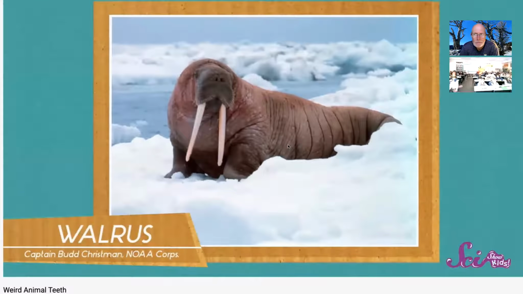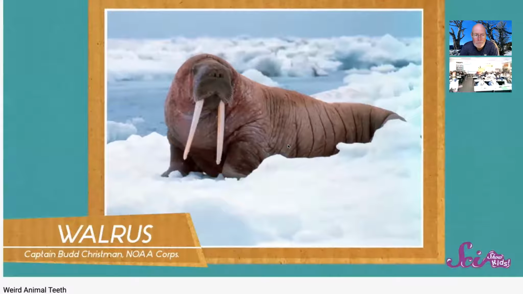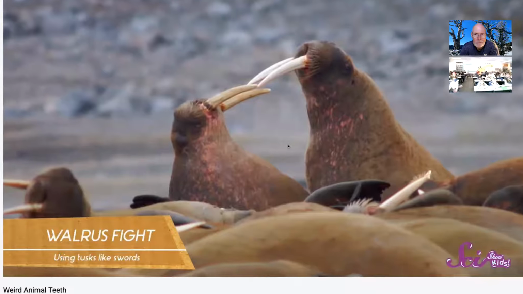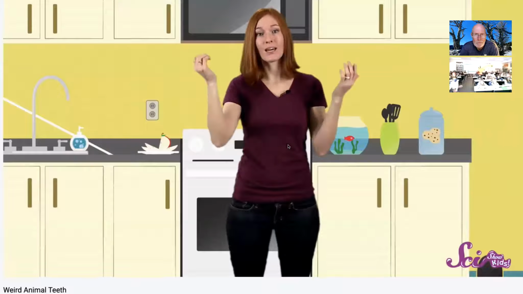But teeth aren't just for eating. Other animals use them for different reasons. For instance, did you know tusks are teeth? Walruses have tusks up to 1 meter long, and they keep growing throughout their whole life. Male walruses sometimes use their tusks like swords to fight with other males. But both males and females use their tusks for other reasons too. Like when they're swimming under the ice, they can use them to poke holes in ice so that they can come up to the surface to breathe. And they can even use their tusks to pull their big, heavy bodies out of the water.